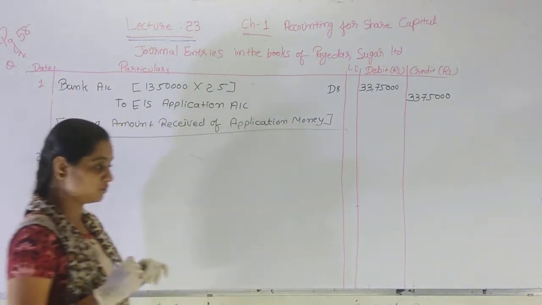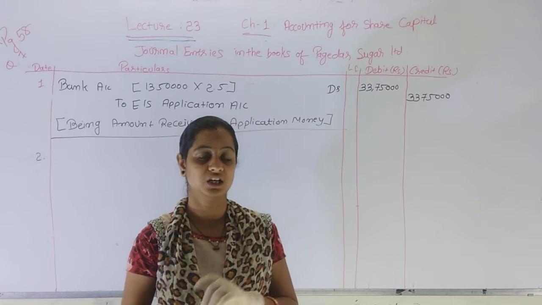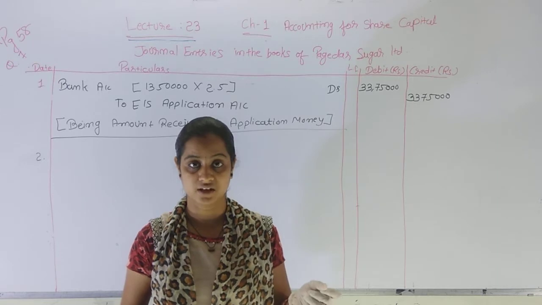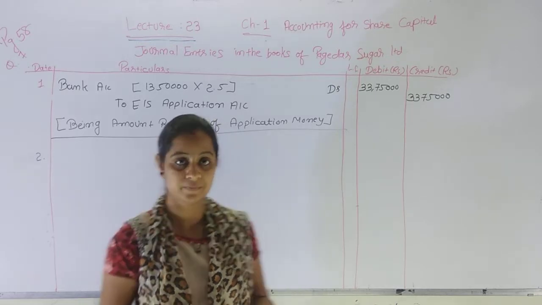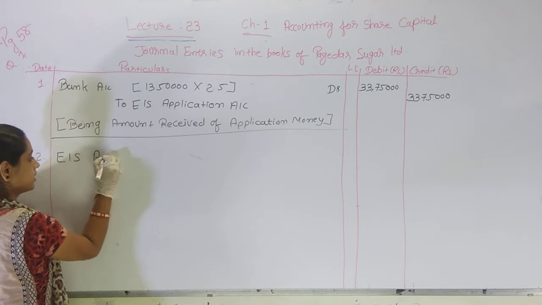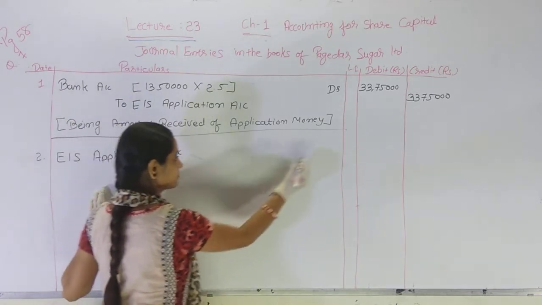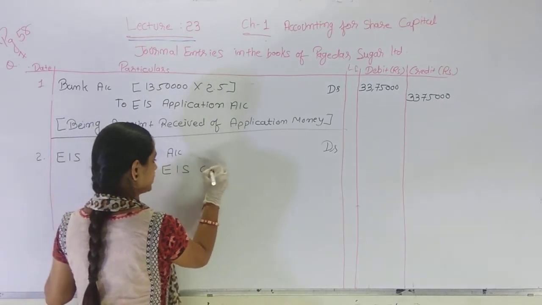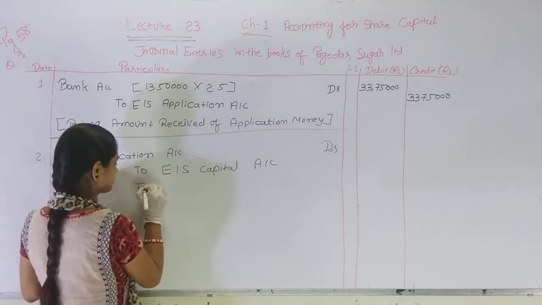Second entry is related with transferring, right? In second entry, check in your format. We have written equity share application account debit to equity share capital account to bank account if necessary, right? Means here we have to use bank account because extra applications are given. So we have to return those money. Equity share application account debit to equity share capital account to bank account.